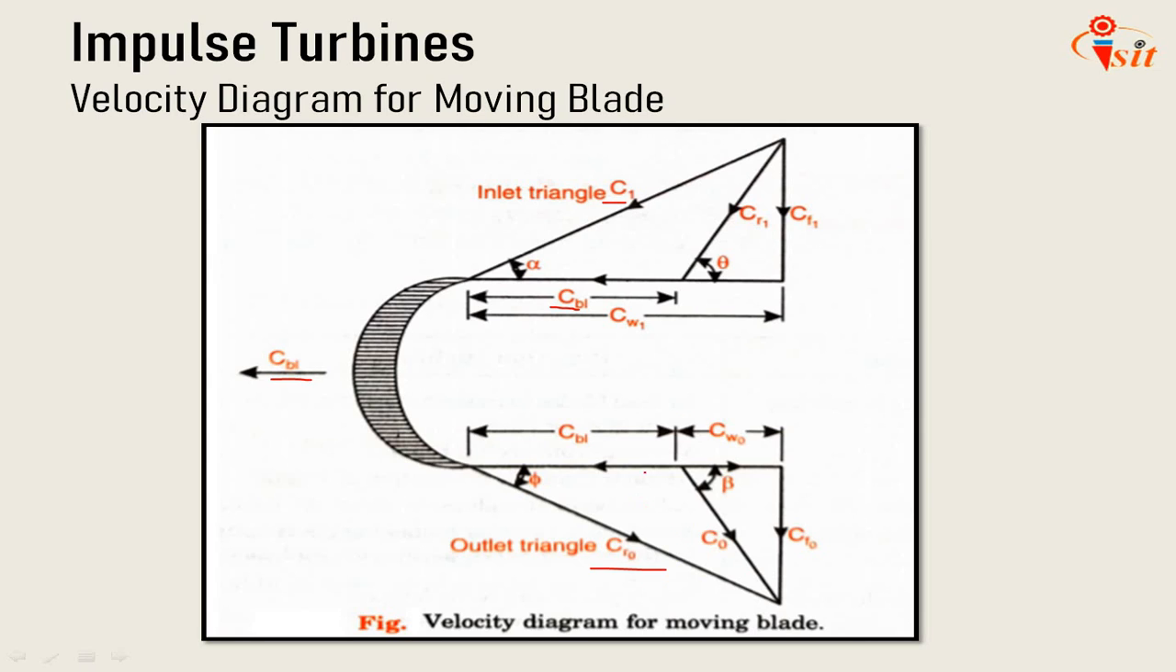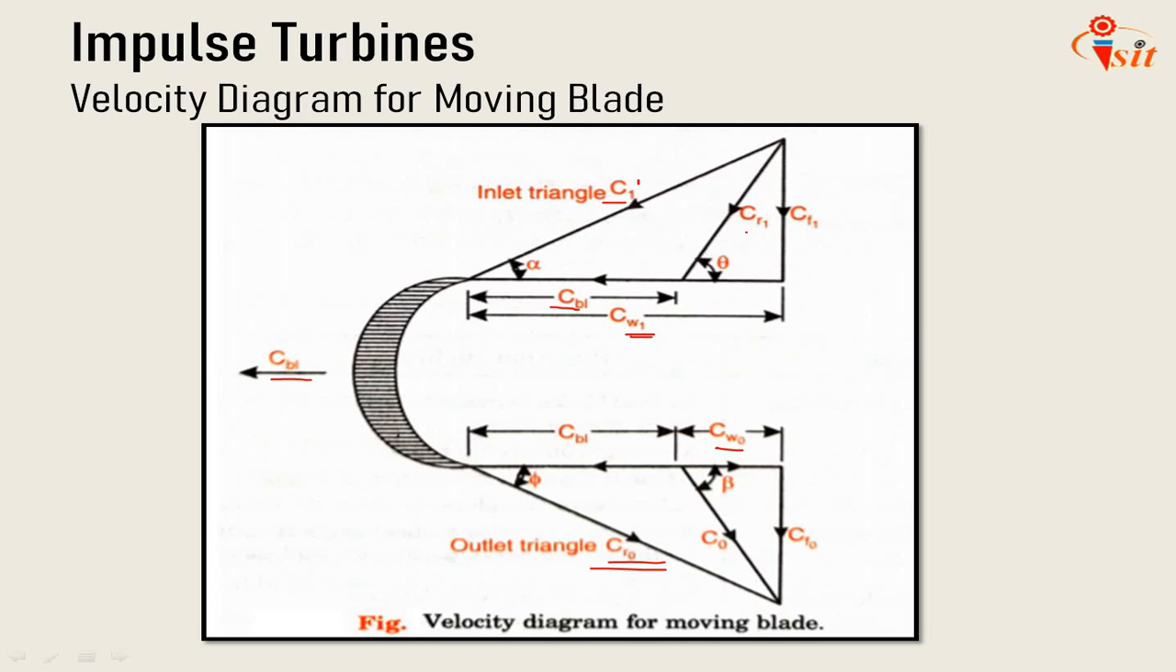Now in the velocity diagram, Cw1 is nothing but the velocity of whirl at the entrance of the moving blade. It is called the tangential component of C1, that is Cw1, velocity of whirl at the entrance. Cw0, here it is. It is the velocity of whirl at the exit of the moving blade. It is also the tangential component of C0.